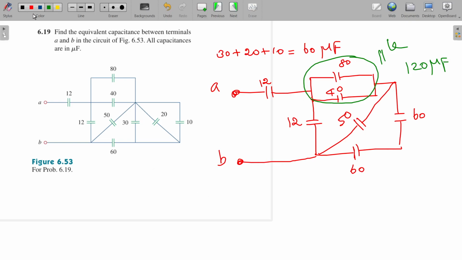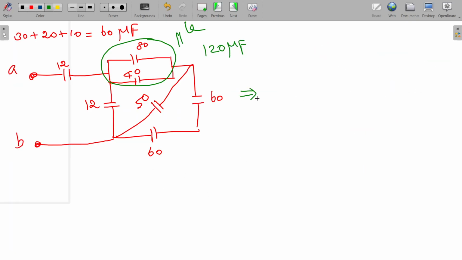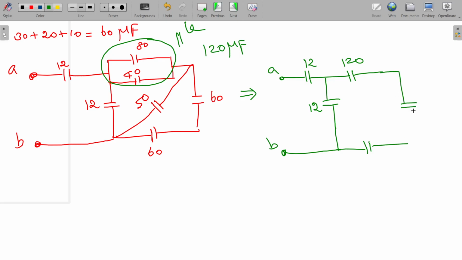Now we can again redraw the circuit. So this can be redrawn. This is 12, and here again another capacitance, it is 120. Then here you have this 12. Okay, this is B. This is 60. This is 60. In between we have this 50.